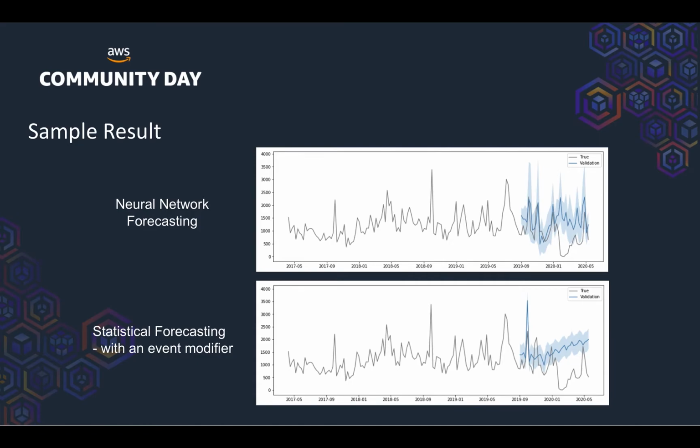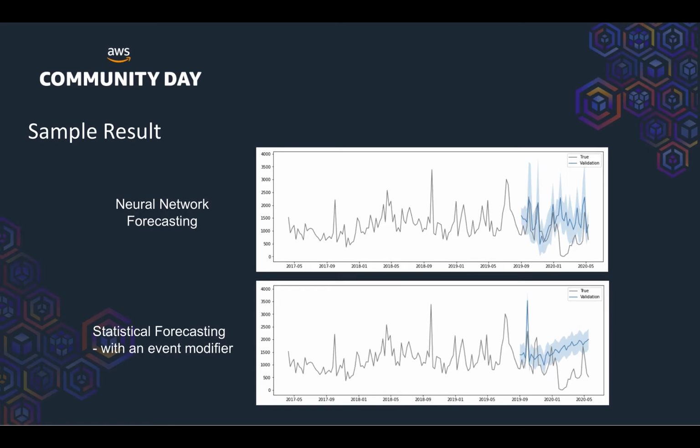You may still remember that I mentioned there are three types of dataset that can be used as input data for the deep learning model, which are target time series dataset, related time series dataset, and metadata. In the case of the first graph, the historical demand is a target time series. The holiday data is a related time series. The brand and category are considered as metadata.